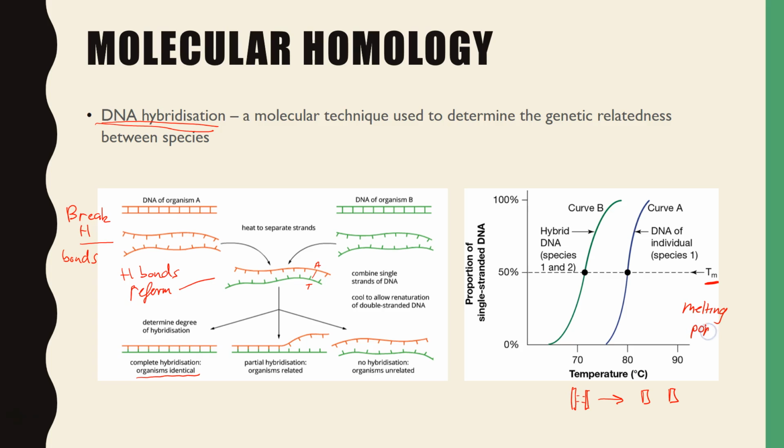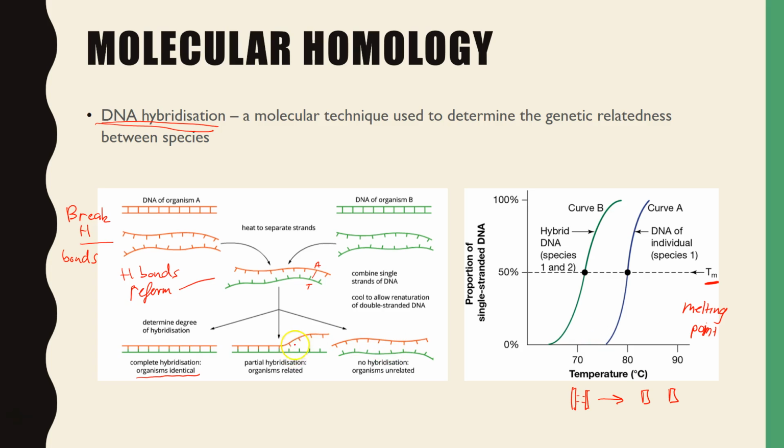As the melting point of curve A is higher, this suggests there are more hydrogen bonds between the two strands, which suggests that there is a greater degree of relatedness between the species. Conversely, curve B has a lower melting point, which means there are fewer hydrogen bonds between the two strands.